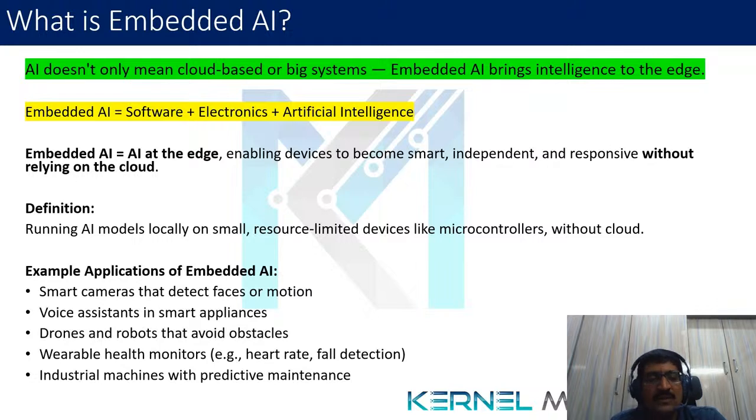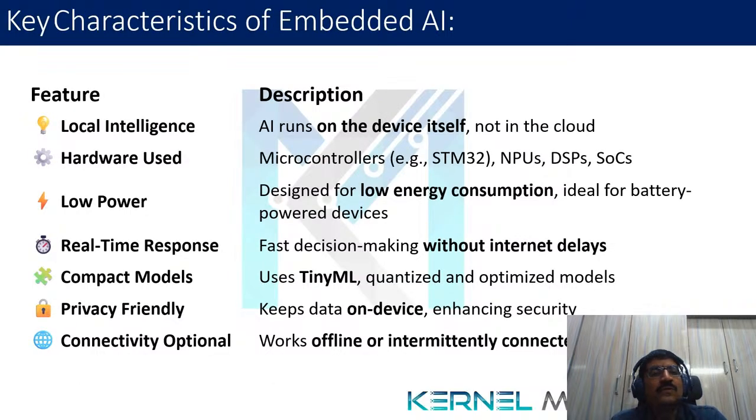So like many things are there. Okay, wearable health monitors, heart rate. Okay, so many devices. So what are the key characteristics of embedded AI compared to the general AI?